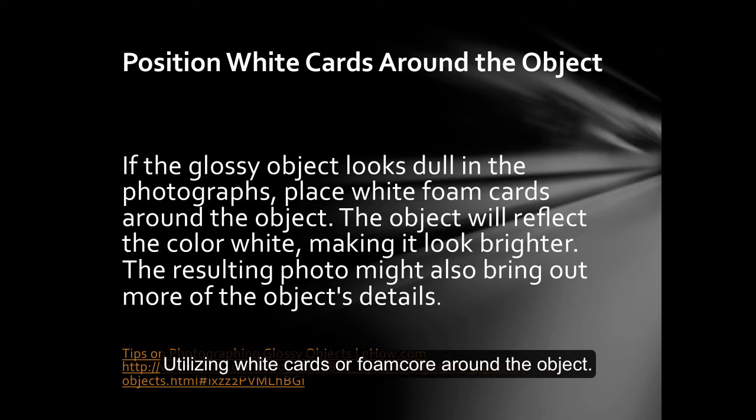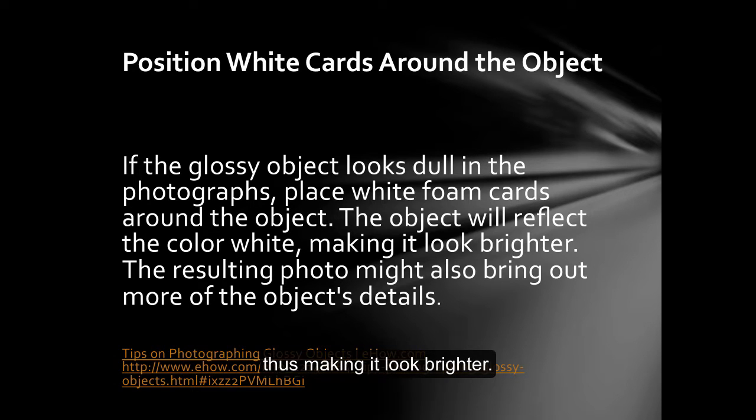Utilizing white cards or foam core around the object. Again, if that glossy or shiny reflective object looks dull in the photo, you can use white foam cards. You can actually use just white paper presentation boards around the object. So the object is going to then reflect the white color, thus making it look brighter. So if it looks really dull and really plain, get some bright surfaces around that the light bounces within, and that will brighten up your object.